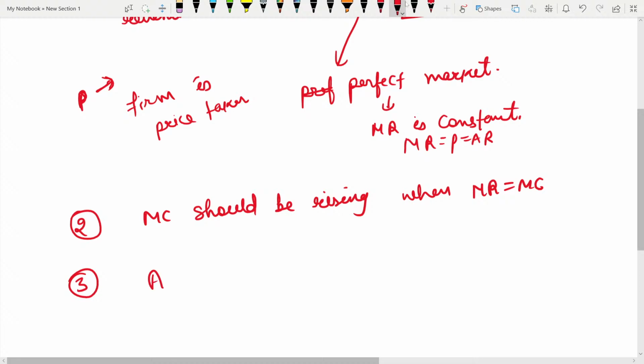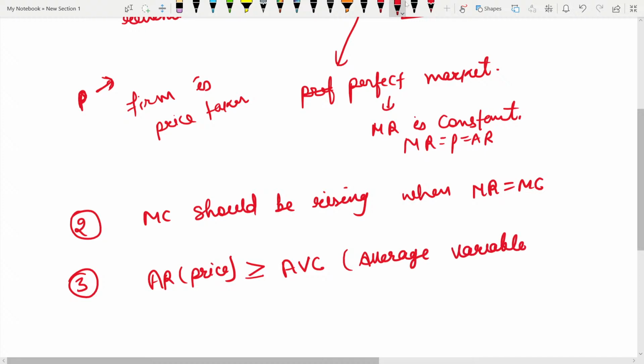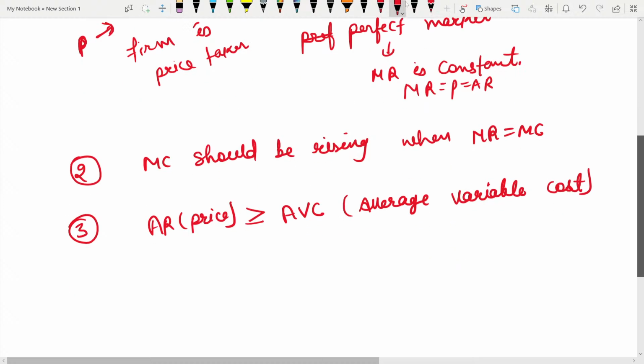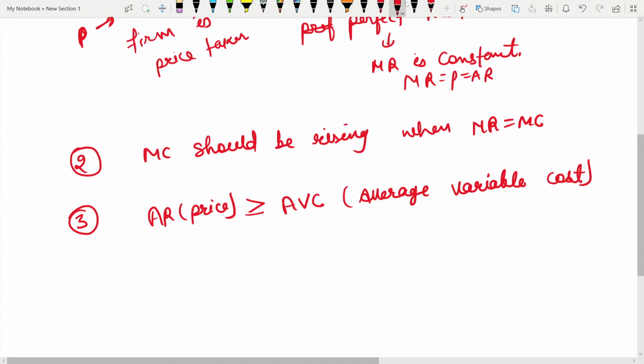Now, third, AR, that we can also say price, should be greater than or equal to AVC. AVC is average variable cost. That means whenever the price of goods is equal to or greater than AVC, but not less than AVC.